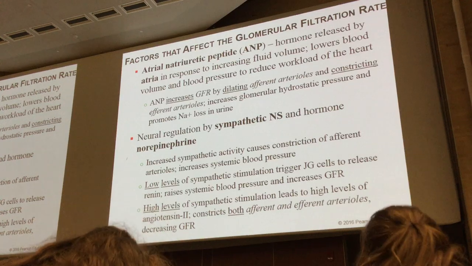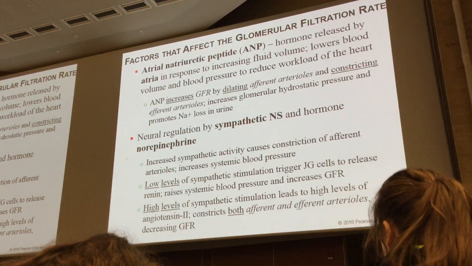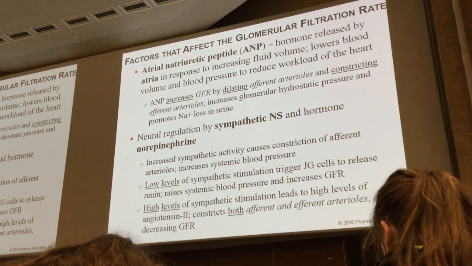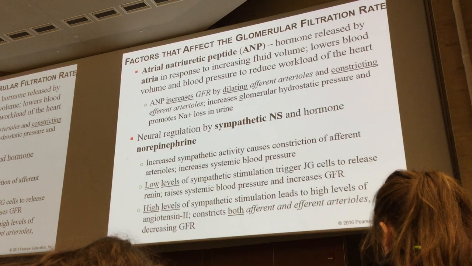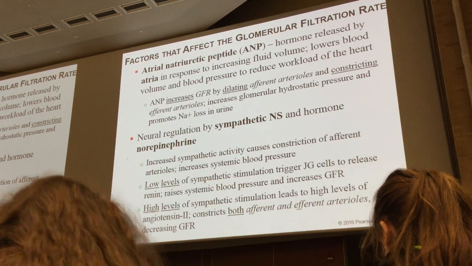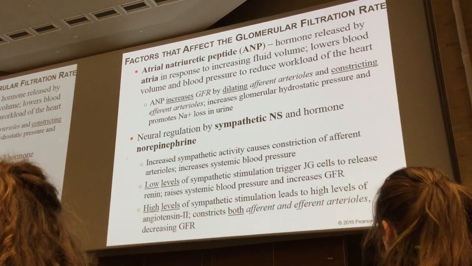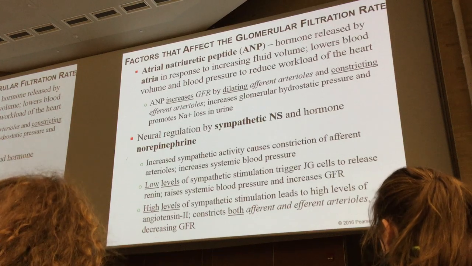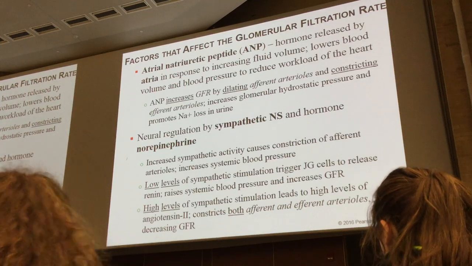All right, so that's ANP. It's the exact opposite of aldosterone. So instead of reabsorbing sodium, we're going to lose sodium in the urine because our blood pressure is too high. We've stretched the atrial cells in our heart, telling us that our blood pressure is too high and we need to lower it. And we're going to lower it by lowering the blood volume. Water follows that sodium loss.